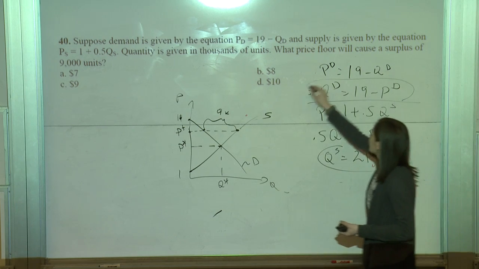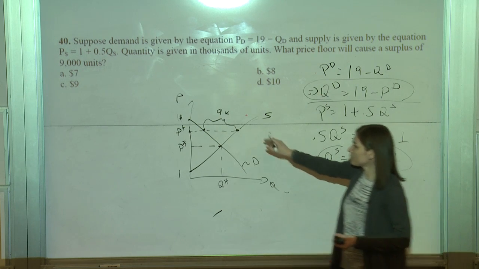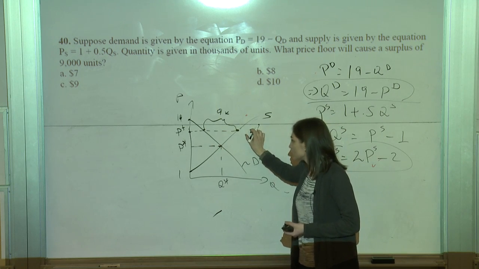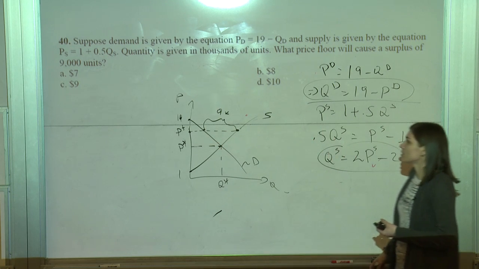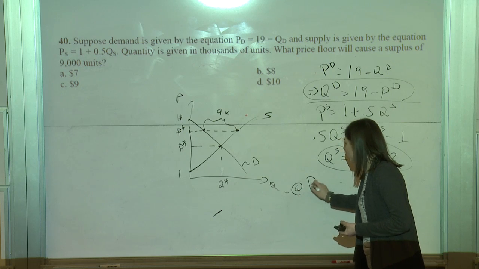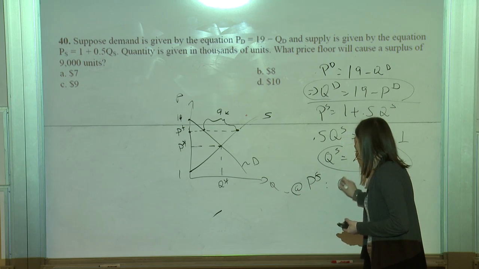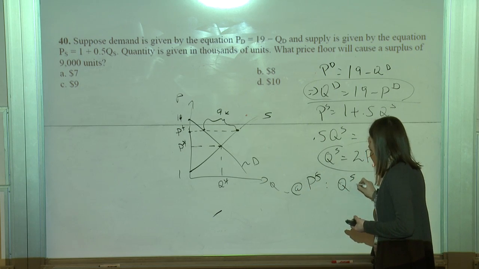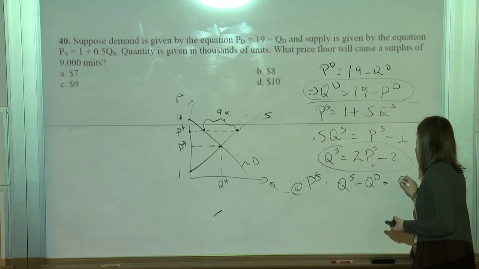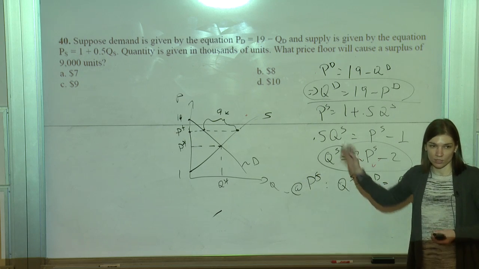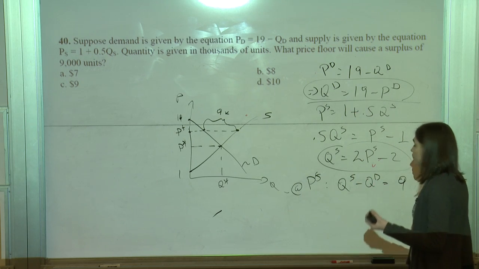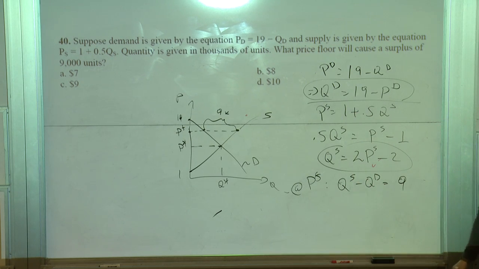Okay, so those are the two that I'll be using, and I know that at that particular price, which is the same, the difference between quantity supplied and quantity demanded must be 9,000. So at the price floor, quantity supplied minus quantity demanded needs to be 9, right? Because quantity is in thousands in the curve, so it's just 9. Plug in and solve for the price, and that's all there is to it.